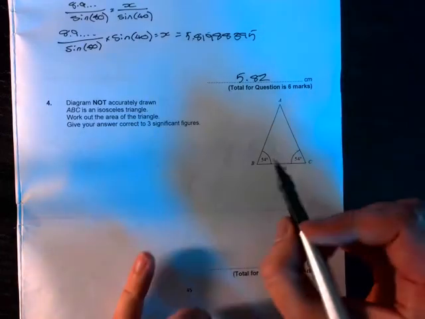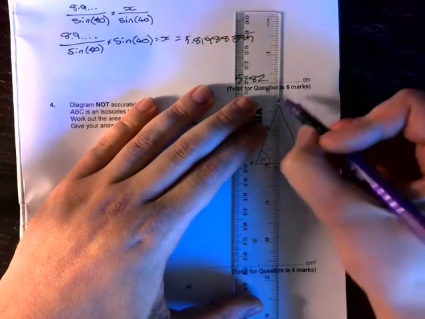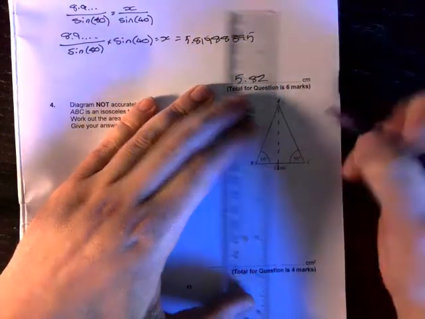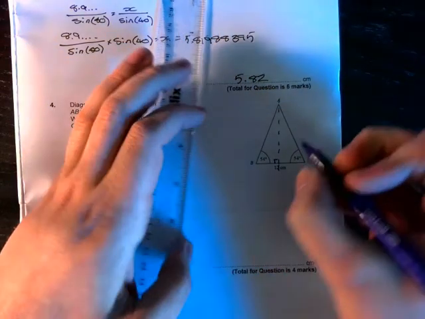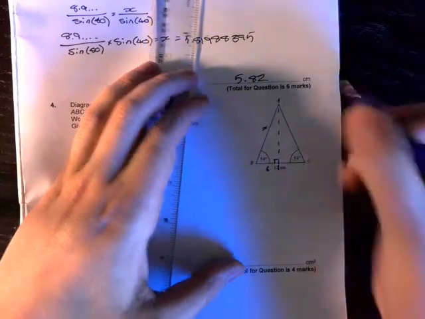Okay, so part 2, diagram not drawn accurately, ABC is an isosceles triangle, work out the area of the triangle. Okay, so we've got two angles, and because it's isosceles, we know that there is a line of symmetry here, and that line of symmetry gives us two nice right angled triangles. This will be 6, and I'm now going to work out this side here.